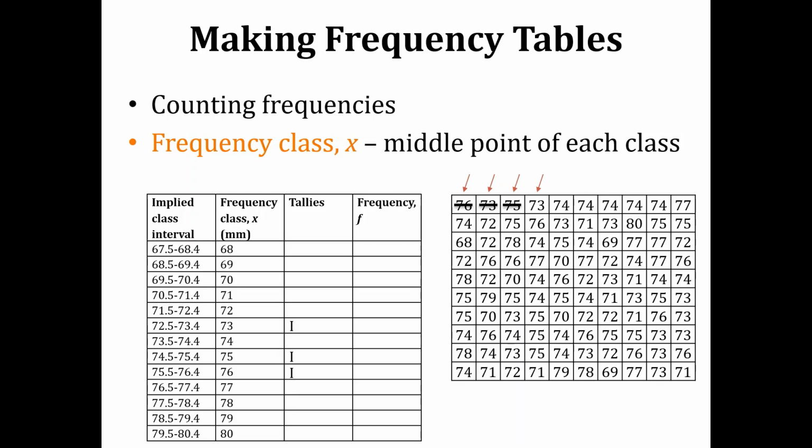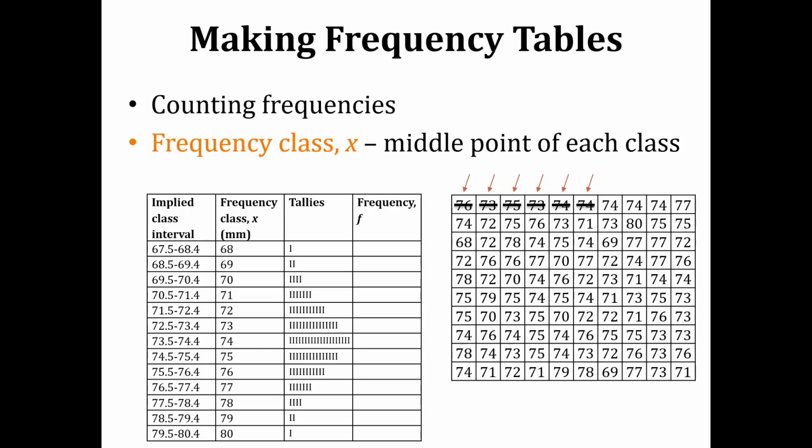Then the next value is 73, and we are going to put another tally mark in front of 73, and here we are going to cross this one out. Then the next value is 74, and we are going to mark a tally in front of 74, and the next value is also 74. We are going to put another tally mark in front of 74, and this is how we are going to do it for all of these 100 observations. So this makes the counting easy, and we can have our frequency classes counted.